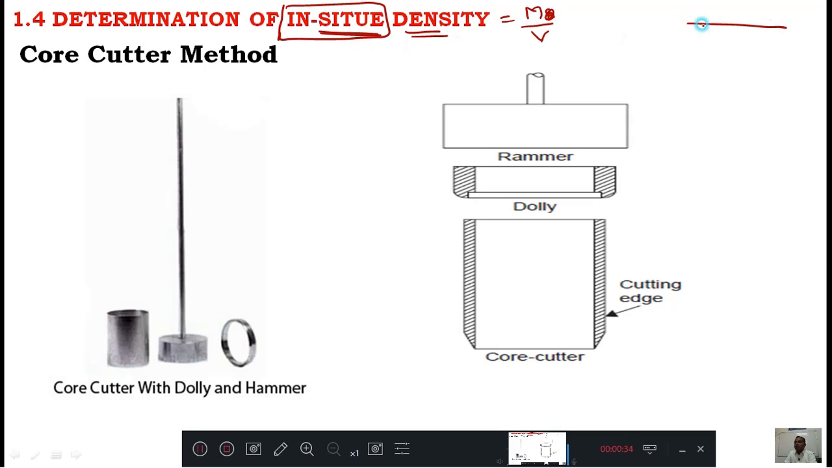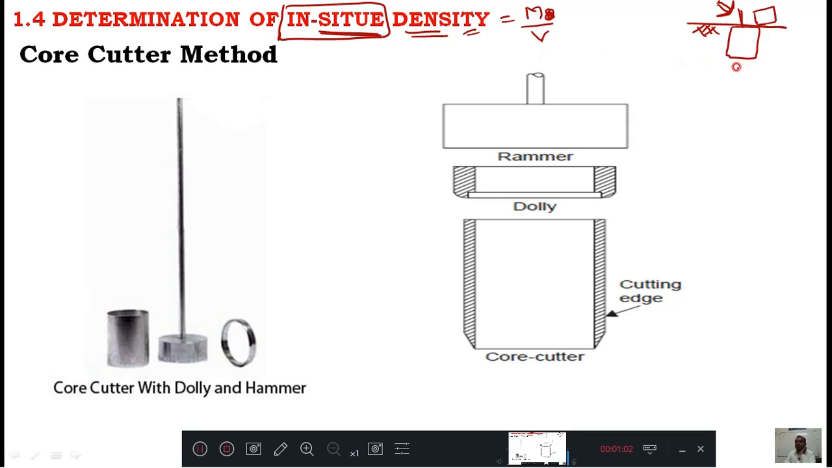In situ density means what? You go to the ground. Do not disturb anything. Do not take a pickaxe, or a shovel, nothing. As it is, whatever the density is there, that density you bring to the laboratory and measure. That is called in situ density.